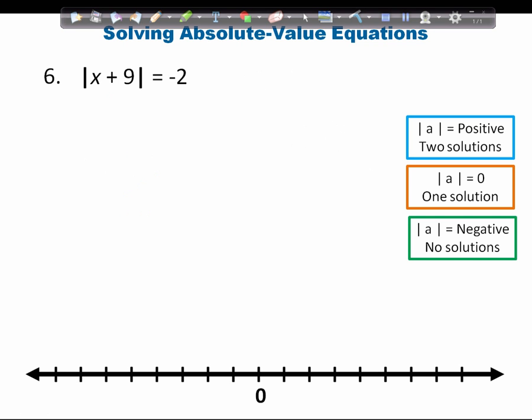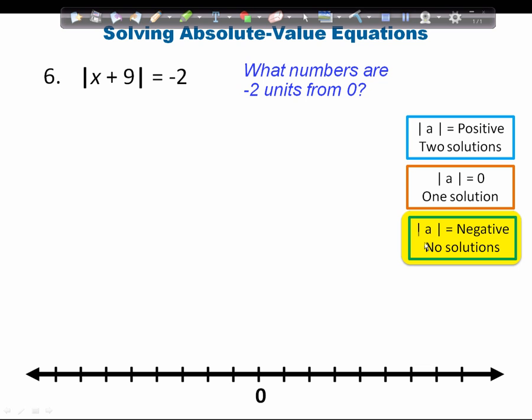All right, let's look at number 6. You have the absolute value of x plus 9 equals negative 2. The absolute value can never equal a negative number. If you ask yourself the question, what numbers are negative 2 units from 0, there is nothing that is negative 2 units from 0 because distance can never be negative. So the absolute value bars over here by themselves can never equal a negative number. So there is no solution.